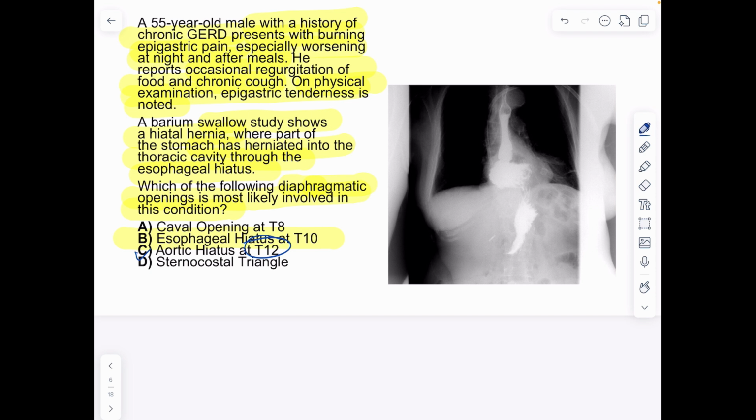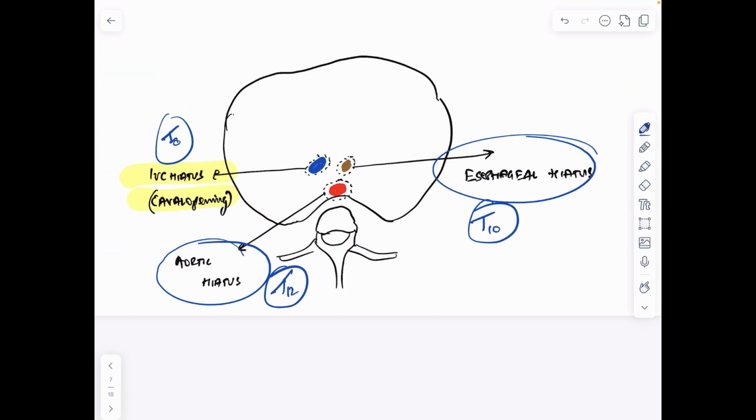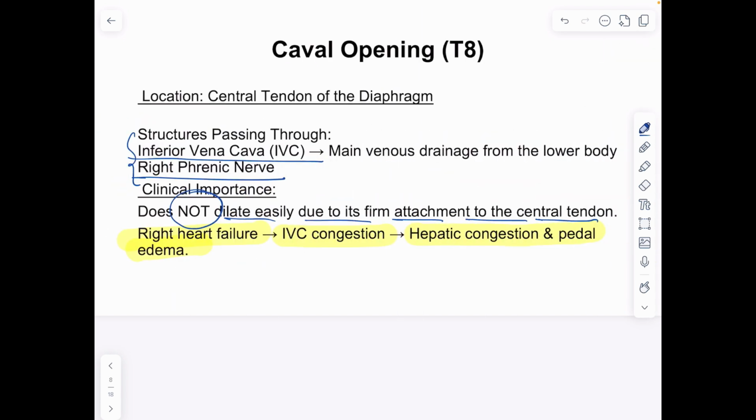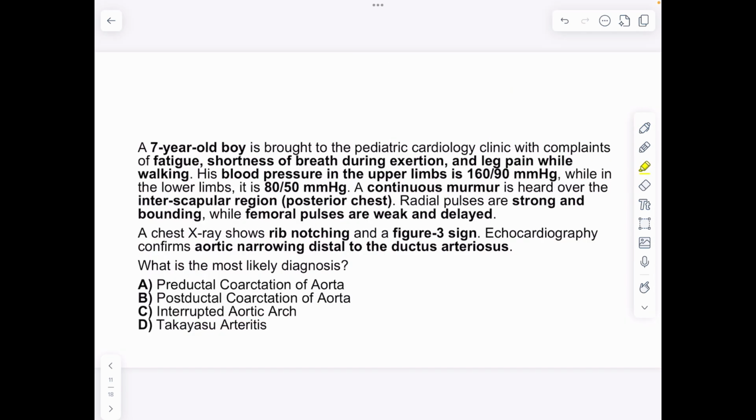Finally, the sternocostal triangle is a minor opening that transmits lymphatics and small vessels, and it is not responsible for transmitting the esophagus. So that was a straightforward answer. All that was required was for you to remember about the hiatuses, their possible clinical significances, and the structures which pass through these hiatuses. Now, coming on to a very important topic, that is patent ductus arteriosus and the associated coarctation of the aorta from the anatomical perspective.